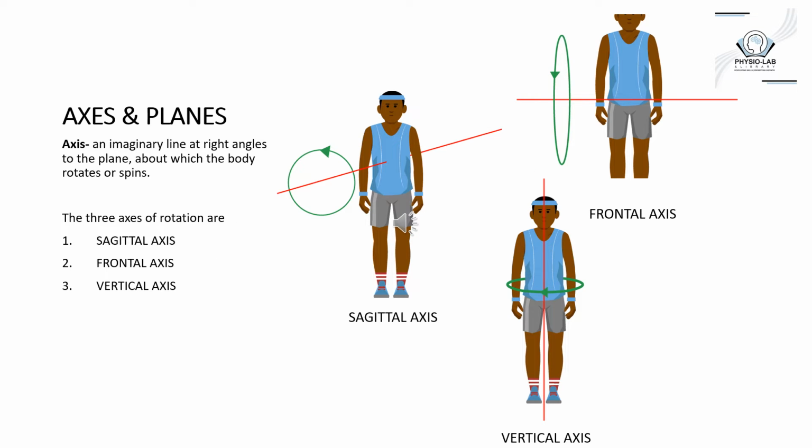An axis is an imaginary line at right angles to the plane about which the body rotates or spins. The three axes of rotation are sagittal axis, frontal axis, and vertical axis.